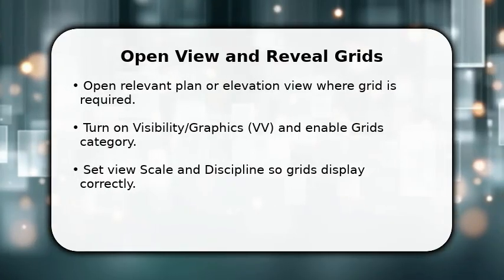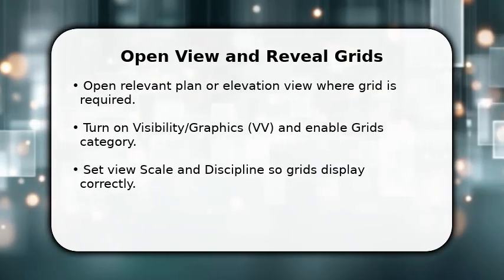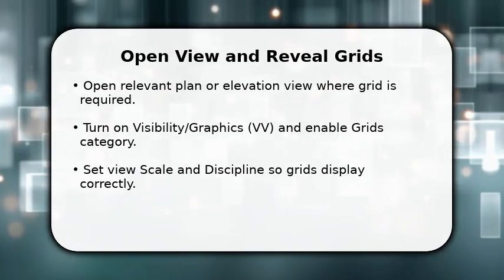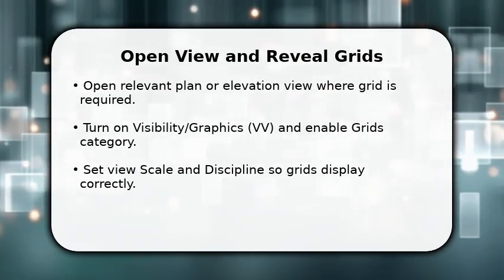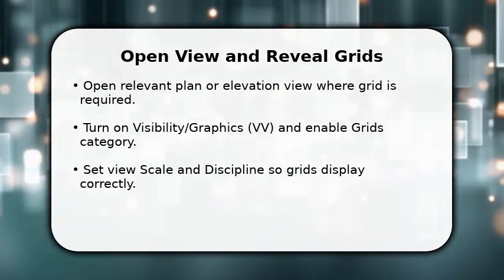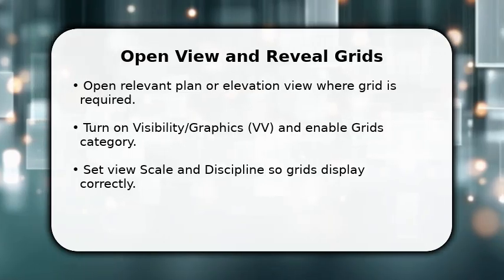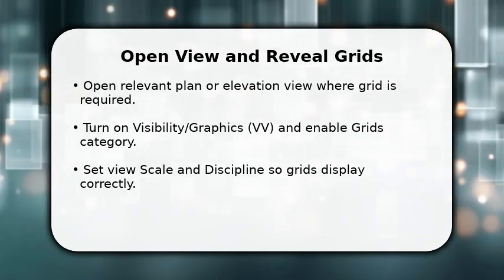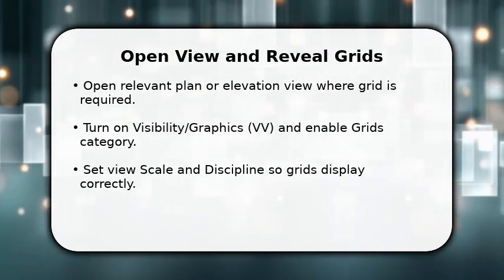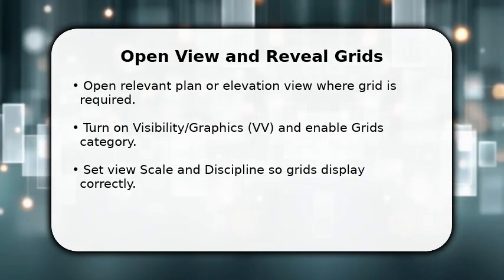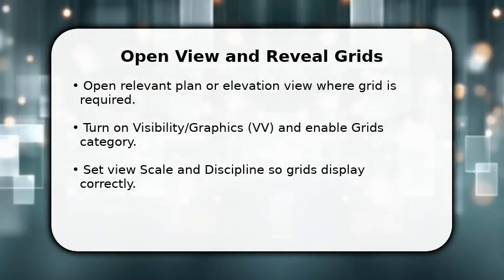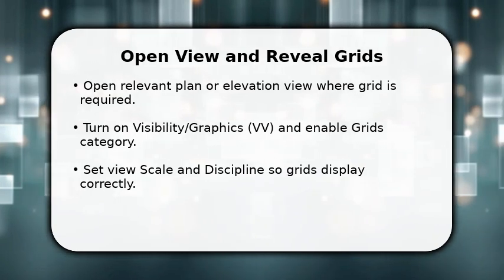You begin by opening the plan or elevation where you need the grid. Use Visibility/Graphics, VV, immediately. Toggle the grid's category on so Revit will show grid elements. Make sure the view scale is appropriate. Very coarse scales hide finer grids, and set discipline to architectural or structural to match your grid family. Once done, check that the correct workset is visible and not closed. These steps ensure Revit has the right context to draw and display grid lines for the next actions.